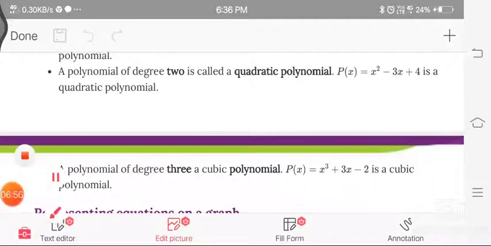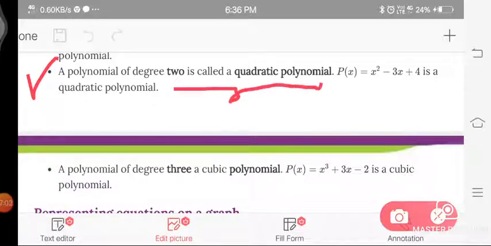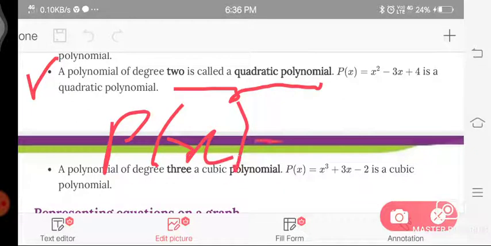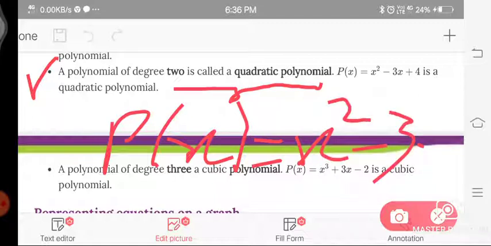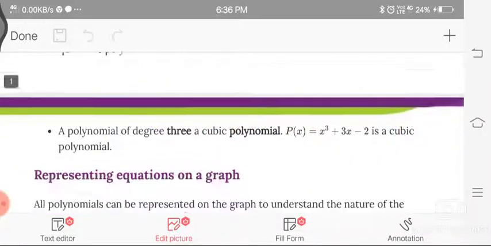Next, a polynomial of degree 2 is called a quadratic polynomial. For example, p(x) = x² - 4x + 1. The highest degree of the variable in this particular polynomial is 2. So this is a quadratic polynomial.